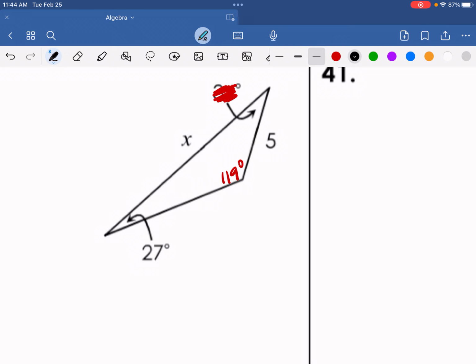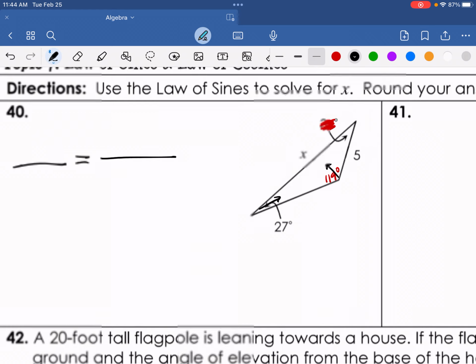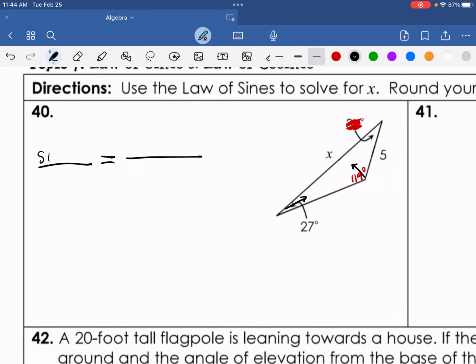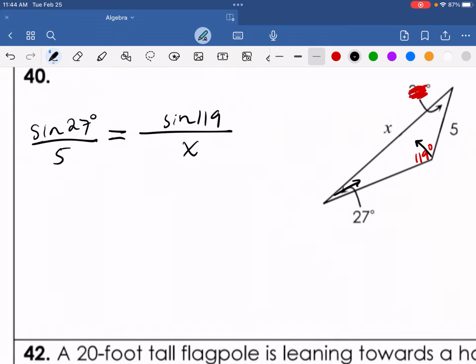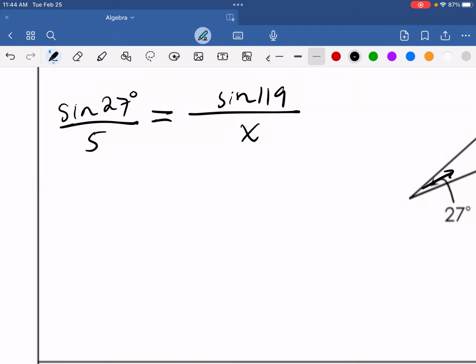Okay, so for this one, you need 119 and it goes with x, and you need 27 and it goes with 5. So now we're going to do sine of 27 degrees, and that one goes with 5, and sine of 119, and that one goes with x. And you just solve for x. You could have written x at the top and 5 on the top and the sines on the bottom, and that would have been faster. So for me, I am going to flip them. I'm going to flip this one, but whatever I do to one side, I got to do to the other. So I'm going to flip this one as well.